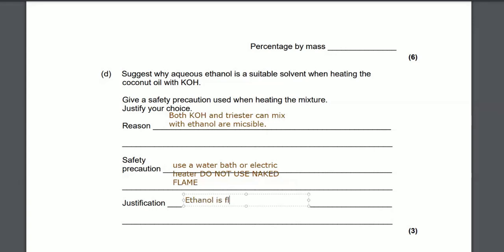Now, the safety precaution here is use a water bath. Don't use a Bunsen burner flame because ethanol's flammable. That's the justification. Okay, so you gently heat. Let's get to the marks.